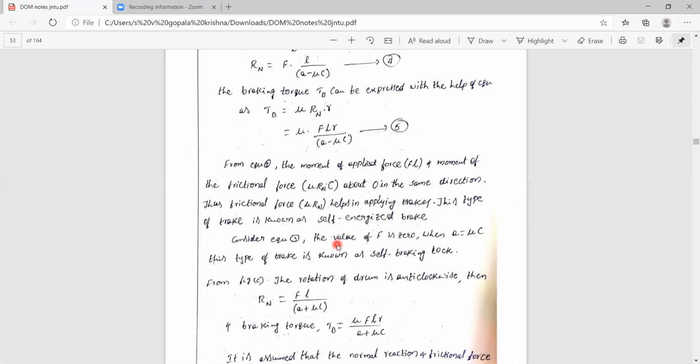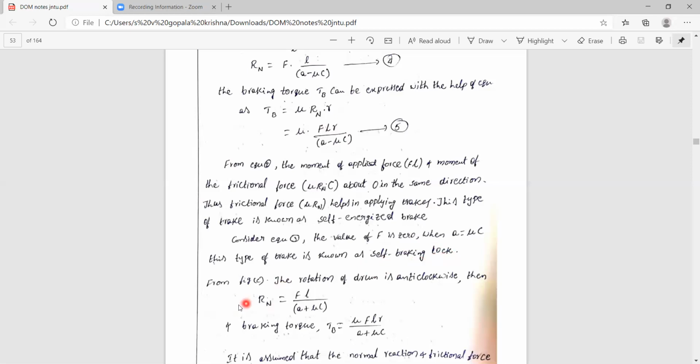Now the other case: the value of F is 0 when a equals mu c. When the condition is a equals mu c, this type of brake is known as a self-locking brake, or self-braking lock.